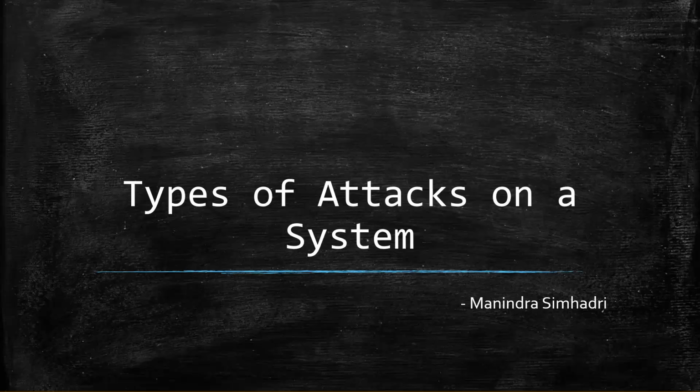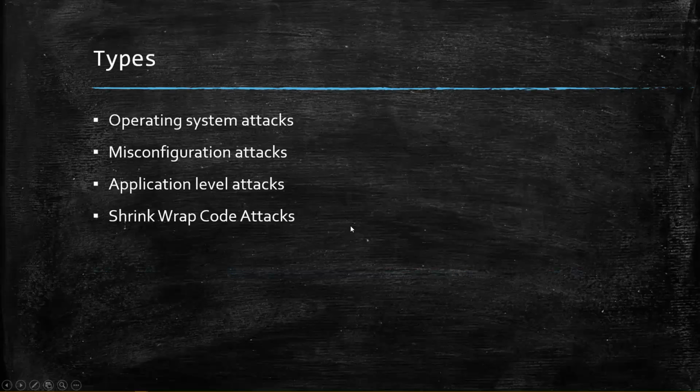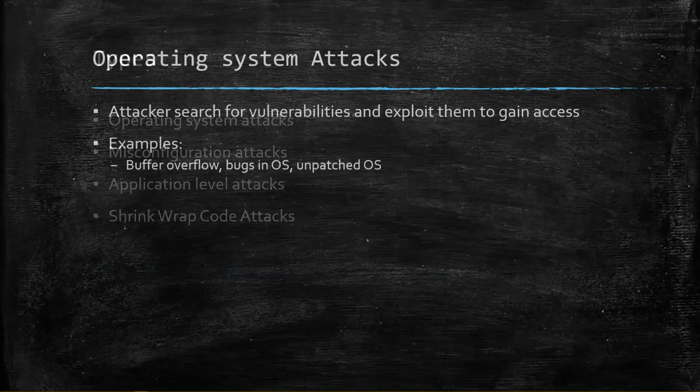In this video we're looking at the types of attacks on the system. So without any ado, let's get started. There are four different types of attacks that happen on a system when we consider any target: operating system level attacks, misconfiguration attacks, application level attacks, and shrink wrap code attacks. We'll take a look into all these four types.